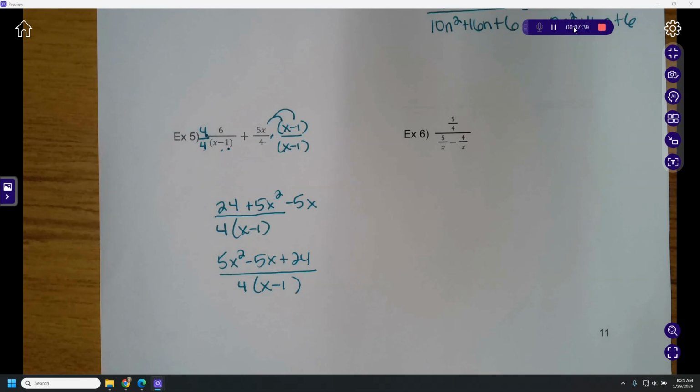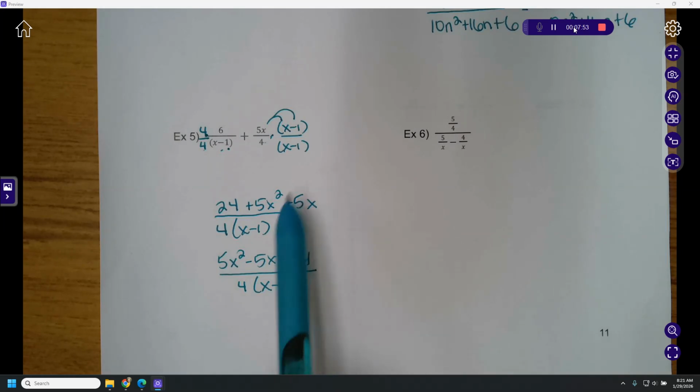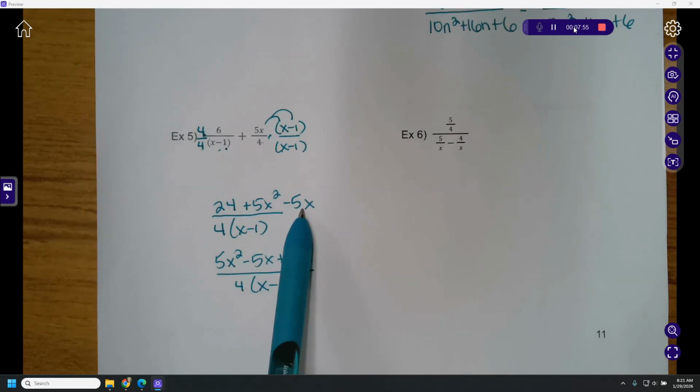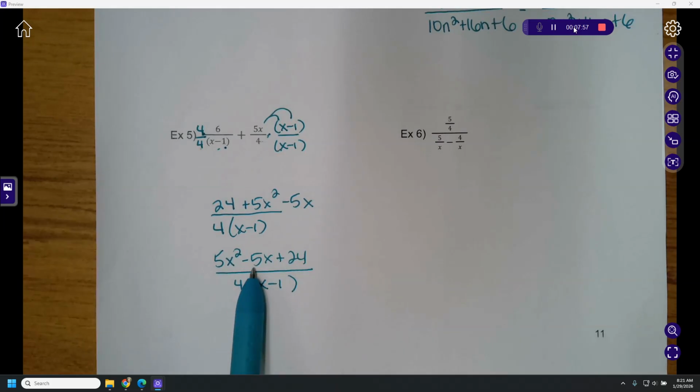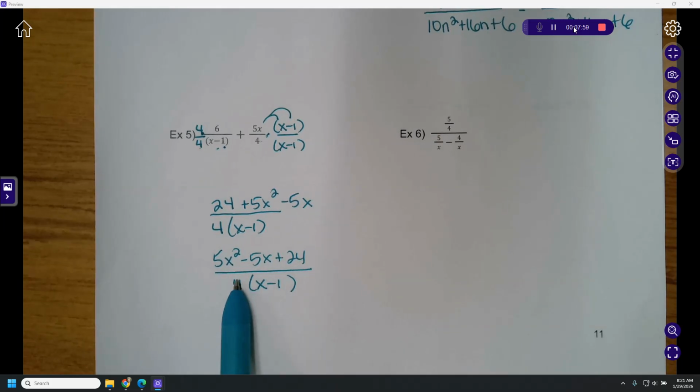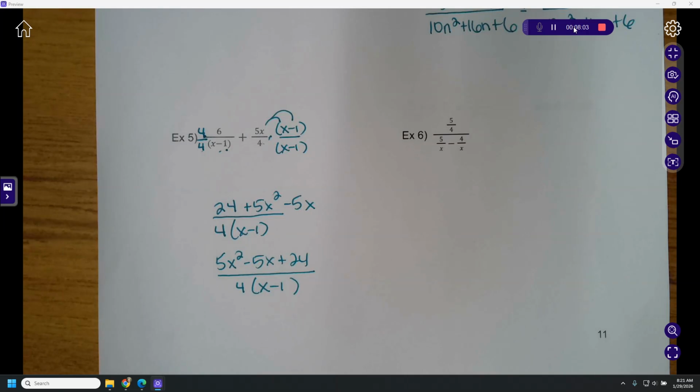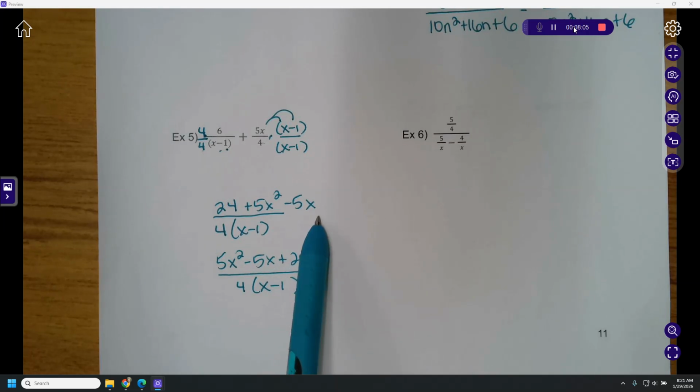Okay. How are we doing, guys? Why am I choosing to rearrange them? So it doesn't matter if you write it this way. No, you could have left it that way, because the math teacher in me knows that typically we write the x squared first. But it's not necessary. This is simplified.